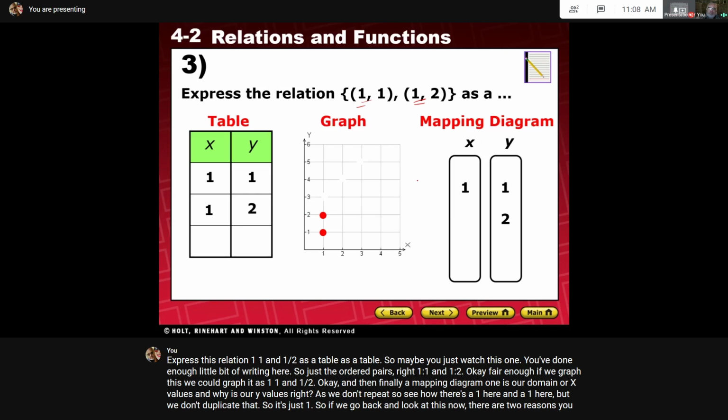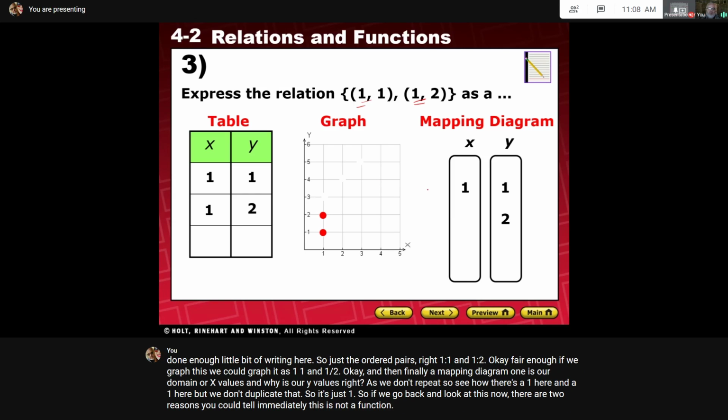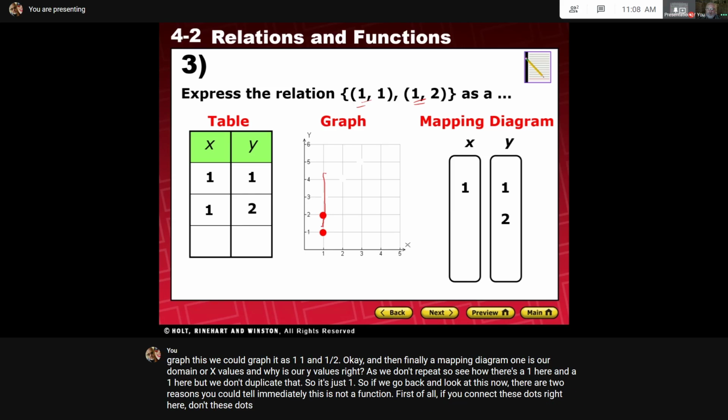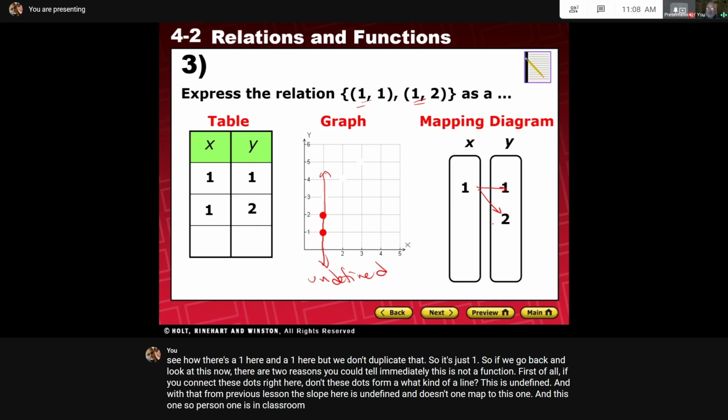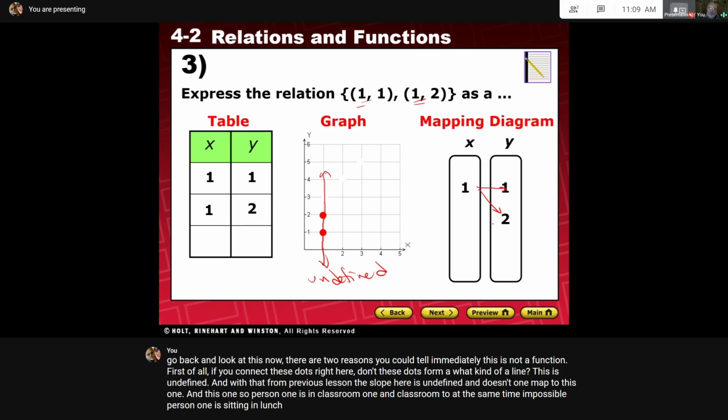So if we go back and look at this now, there are 2 reasons you can tell immediately this is not a function. First of all, if you connect these dots right here, don't these dots form what kind of a line? This is undefined. Remember that? From the previous lesson, the slope here is undefined. And doesn't 1 map to this one and this one? So person 1 is in classroom 1 and classroom 2 at the same time. Impossible. Person 1 is sitting at lunch table 1 and lunch table 2 at the same time. Can't happen. Okay? So this is not a function.